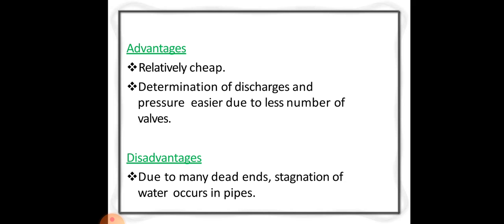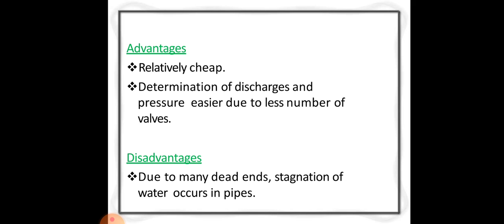Now the main disadvantage of a dead end or a tree system is that because of many dead ends, there will be stagnation of water at these areas or in the pipes, which is not advised. So that is one disadvantage. And also due to the stagnation, there will be accumulation of sediments at these dead end points, and also scour valves are required at the dead end so that the sediments may be removed.